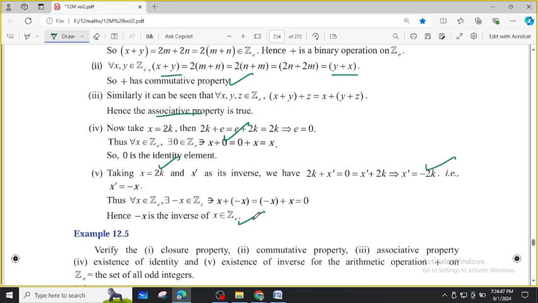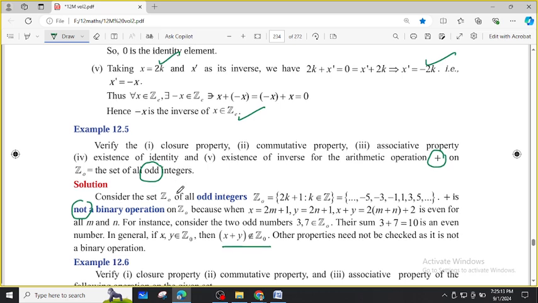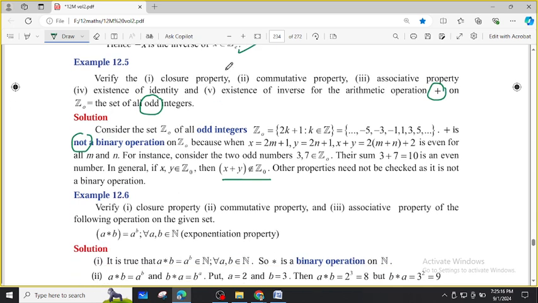That is for the set of all even numbers, whereas if you take the set of all odd numbers, it is not like that. The sum of even numbers is an even number, but the sum of odd numbers becomes an even number. So it is not a binary operation, and we can't get the closure property, because the sum of odd numbers becomes an even number. An even number is not an element of the odd number set, so closure is wrong.